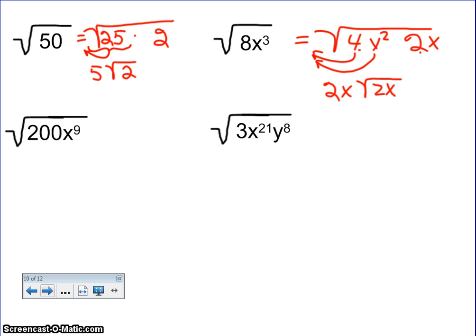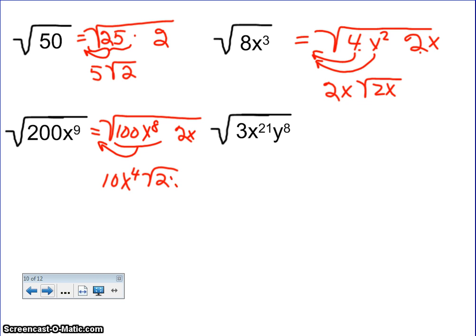We'll do this one down here the same way. The perfect part of 200 is 100 with a 2 left over. The perfect part of x to the 9th is x to the 8th with an x left over. So we can take the square root of this stuff, 10x to the 4th, and we've got a 2x left on the inside.